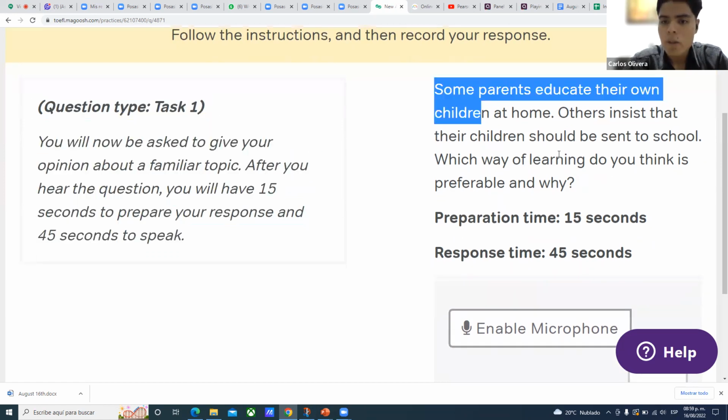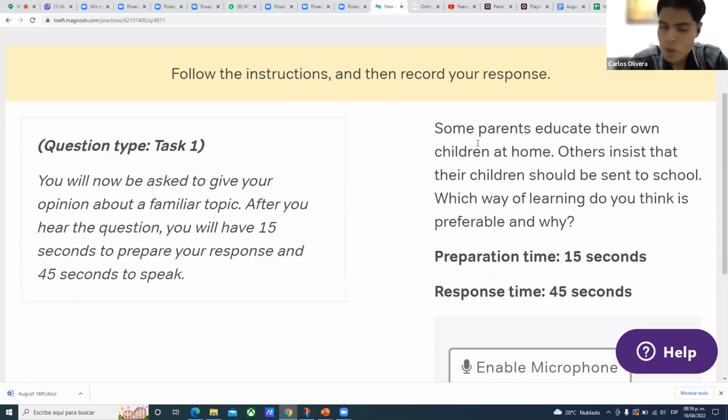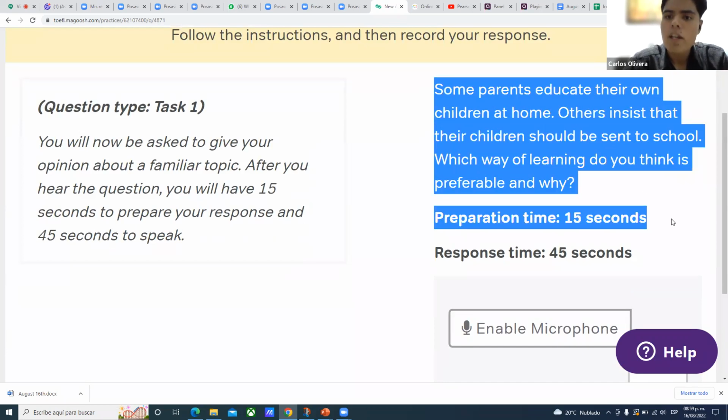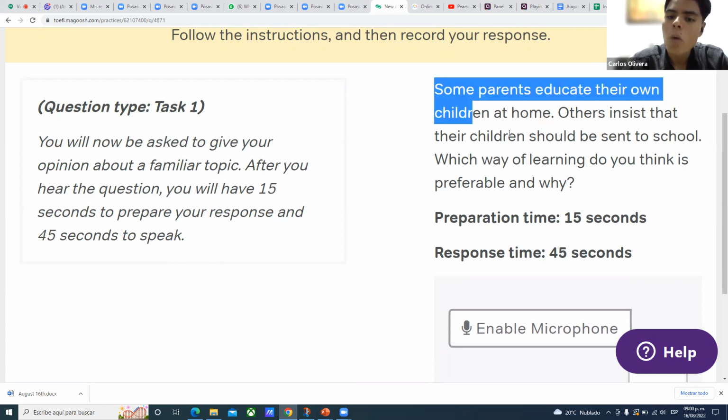Now, here you have the topic. So let's read just for you to have a glance. Tomorrow we're going to continue with this because, as I say, we have the entire week for this, but let's continue. Some parents educate their own children at home. Others insist that their children should be sent to school. Which way of learning do you think is preferable and why?